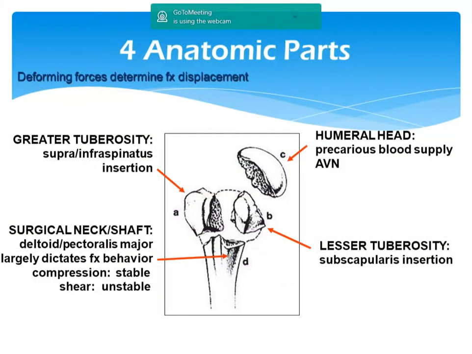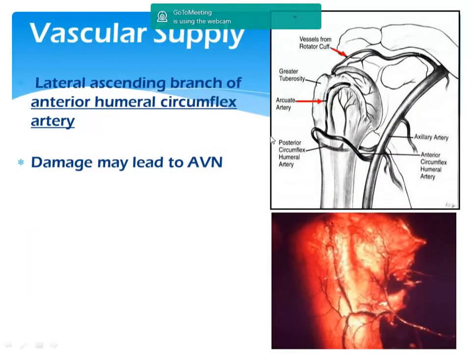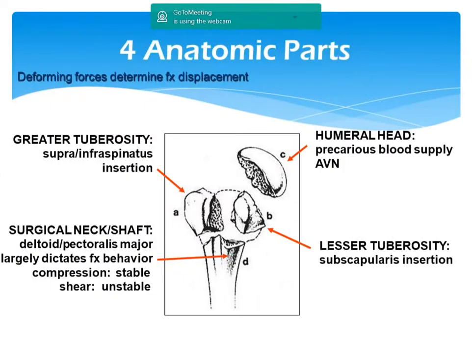So, according to the Neer's classification, there are four parts. Based on these four parts, it is classified: greater tuberosity, lesser tuberosity, surgical neck, and humeral head. So, see, this is the humeral head, and this is the greater tuberosity, lesser tuberosity, and surgical neck.